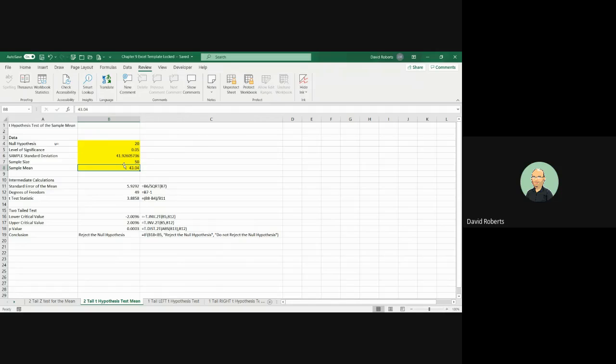Now again, that does not prove that it's higher, although you can see the sample mean is significantly higher than what was stated in the null hypothesis, so I would have to do a right tail test on this.